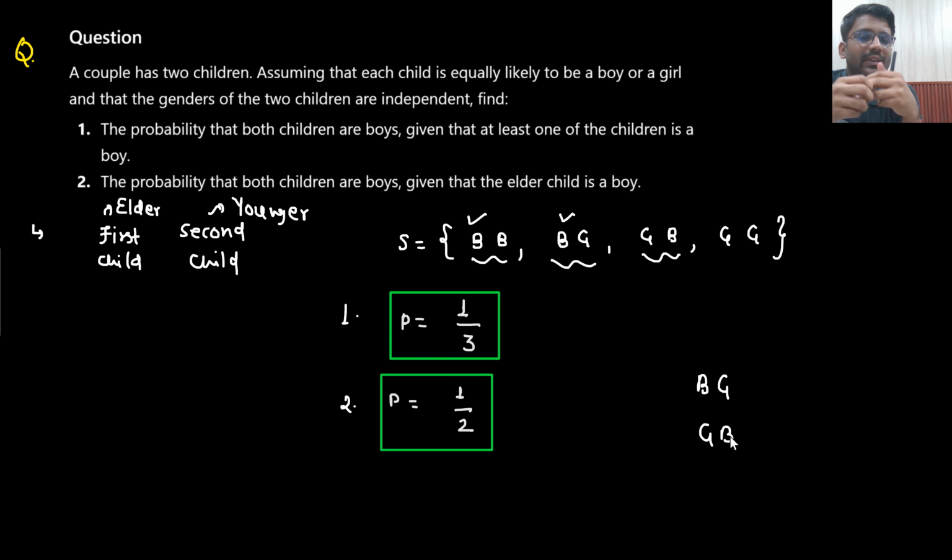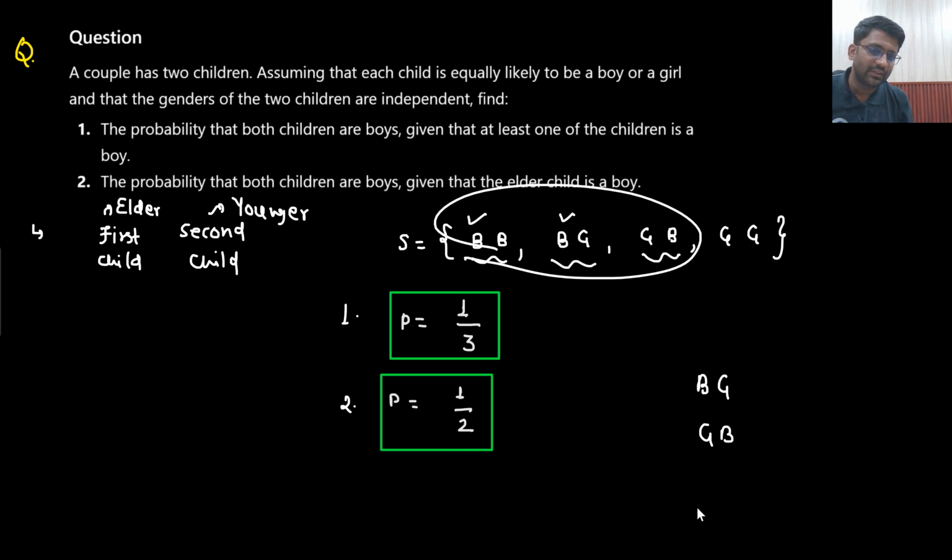Now what they are asking: given that at least one of the children is a boy. That means what are the desirable cases? Given that you know one of the guys is surely a boy, these are the 3 cases only. Both girls is not possible. So given that you already know that one of them is a boy, find the probability that both children are boys. Out of 3, only one chance is there. So 1 by 3. And now what is given, that the elder child is a boy.